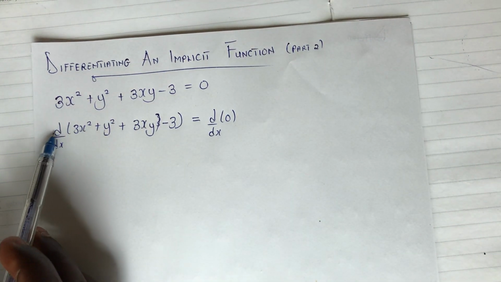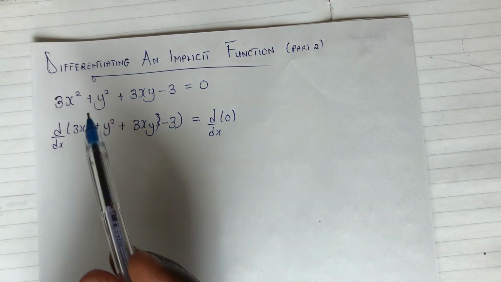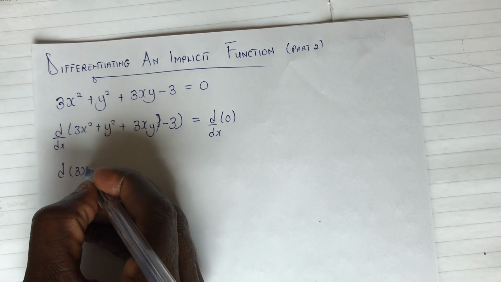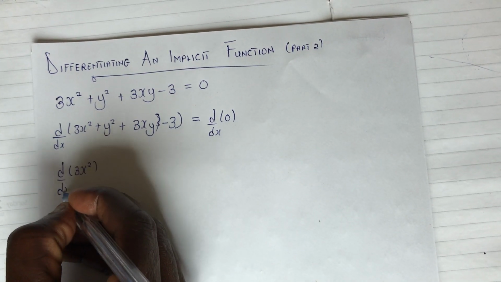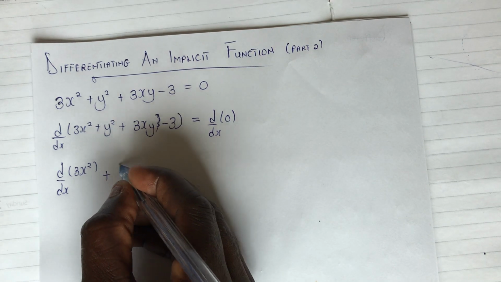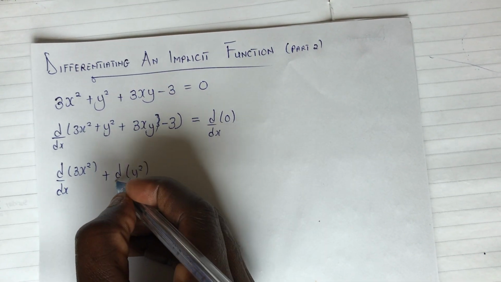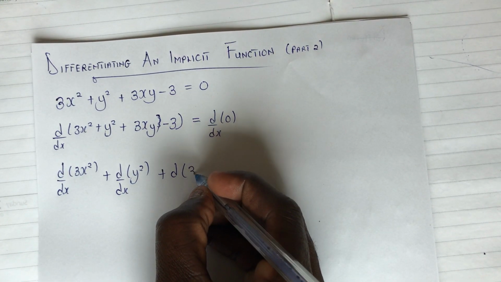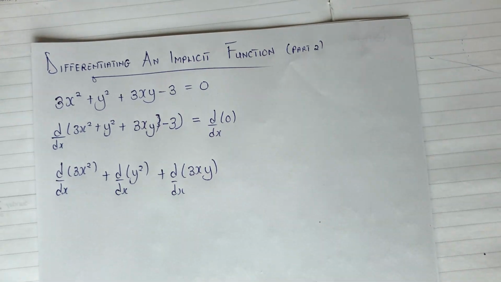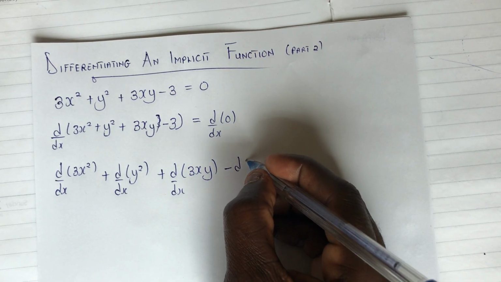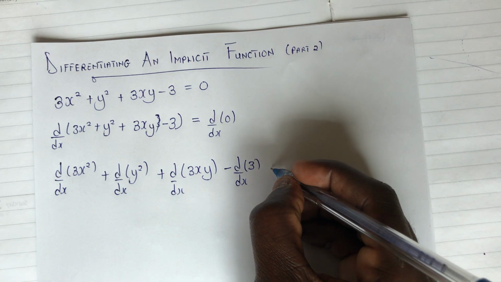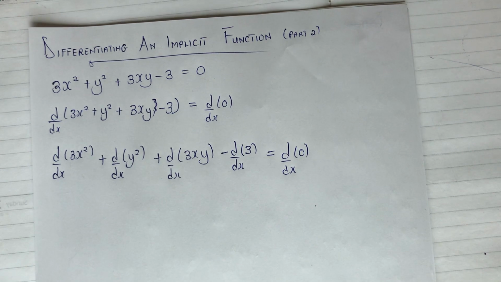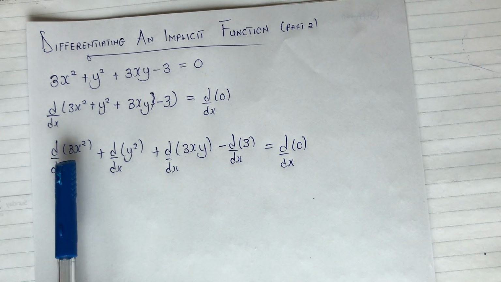Then I will use the derivative to multiply each term one by one, like I said in the rule. So the derivative of this will give me d/dx of 3x squared plus d/dx of y squared plus d/dx of 3xy minus d/dx of 3, equal to d/dx of 0. So now the next step is to differentiate each term one by one.